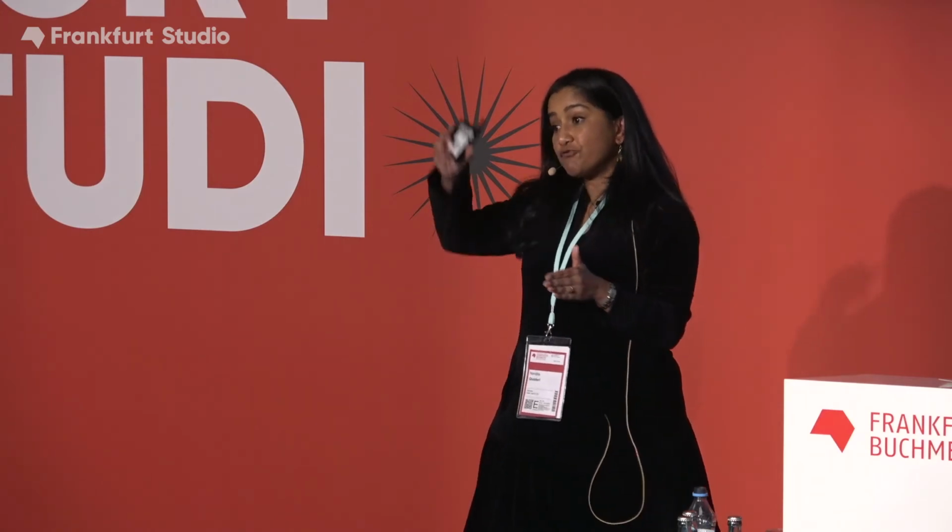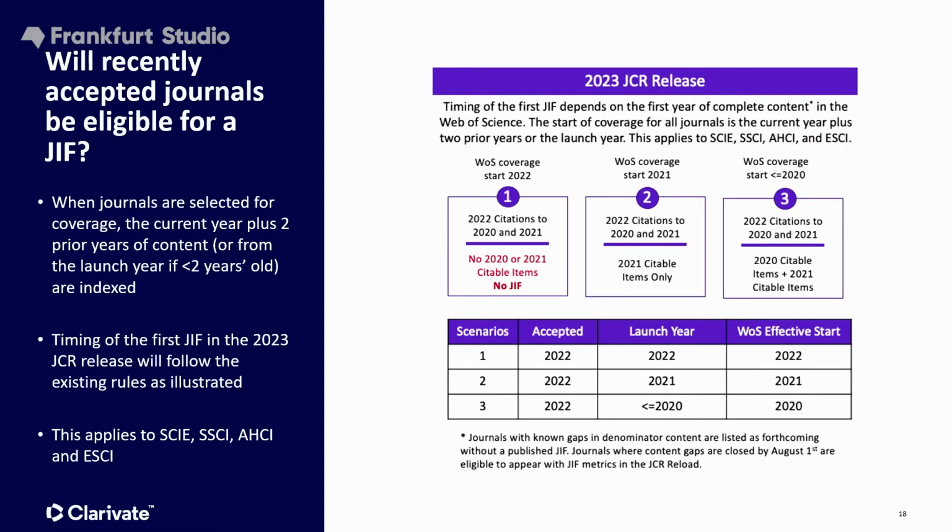What that means is any journal that was launched in 2022 cannot have a GIF because we don't have any data for the denominator. There is no content in 2020 or 2021 because it was only launched in 2022. But any journal that was launched in 2021 or prior, we can calculate a GIF for, as long as there's been no gaps in content coverage. As long as the publishers have made all that content available to us and there's no gaps in coverage, any journal that was launched in 2021 or before will be eligible to get a GIF in next June's JCR release.